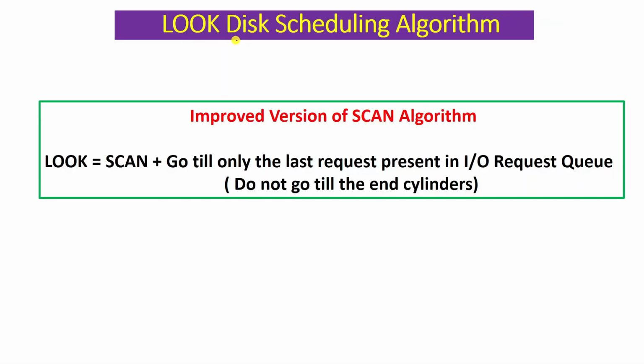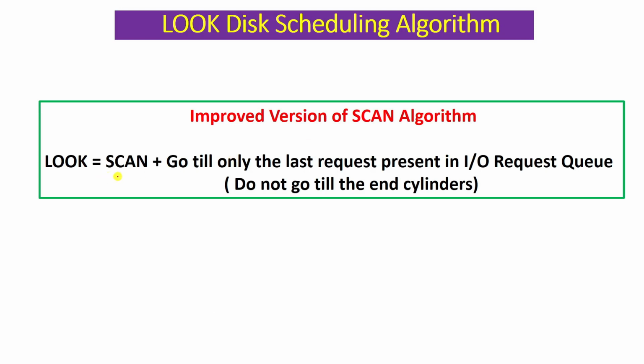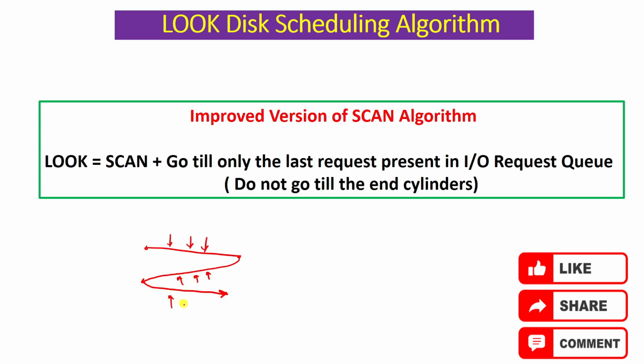So basically our LOOK disk scheduling algorithm is an improved version of our SCAN algorithm. We have already seen the SCAN algorithm in the previous video, right? In the SCAN algorithm, we were going in one direction, then coming in the other direction, then again going in the other direction. In this way we were changing the direction, and in between, whatever requests were coming, they were getting fulfilled.